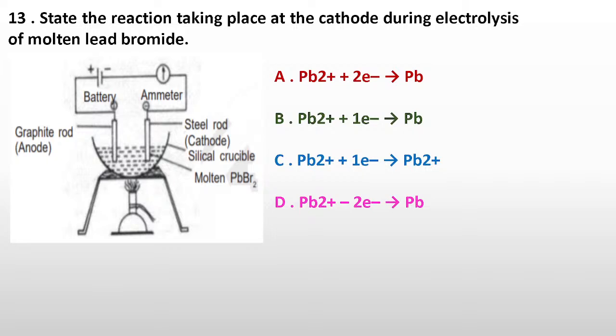So the correct answer for this question is A. Pb2+ plus 2 electrons gives you Pb. Coming to the next question number 14.